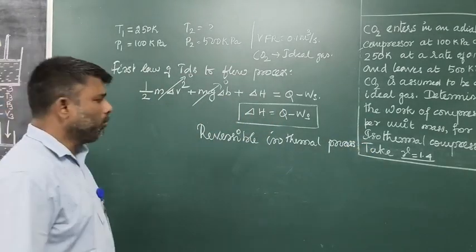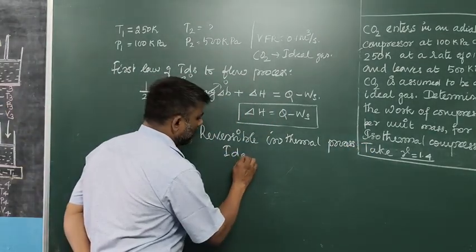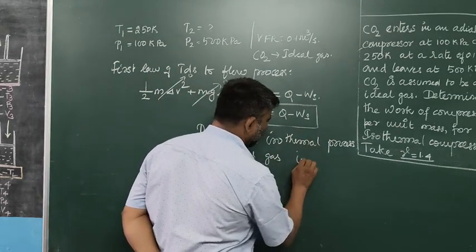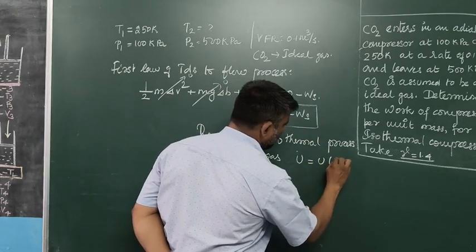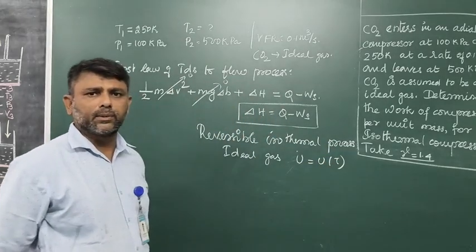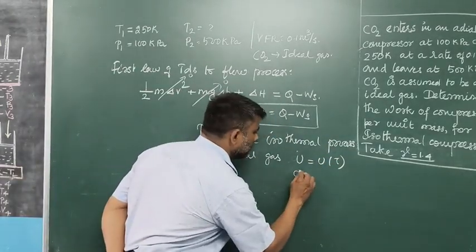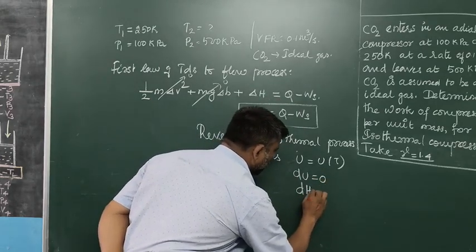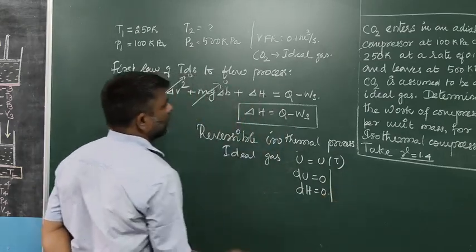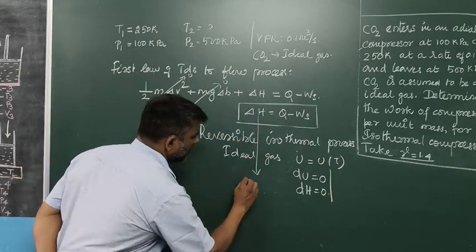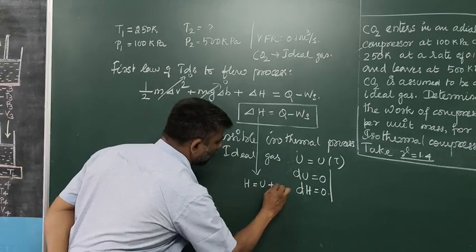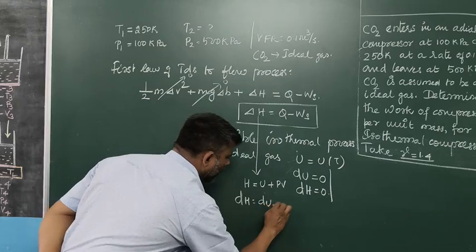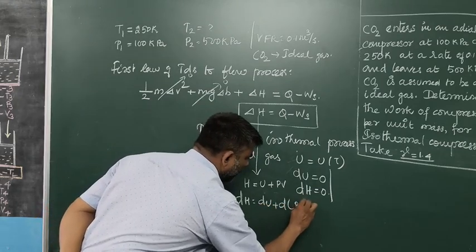Isothermal for an ideal gas, changes in internal energy is a function of temperature only. Since this process is isothermal, changes in internal energy become 0. Also, changes in enthalpy is equal to 0. How? Listen, H is equal to U plus PV. In differential form, dH is equal to dU plus differentiation of P into V.